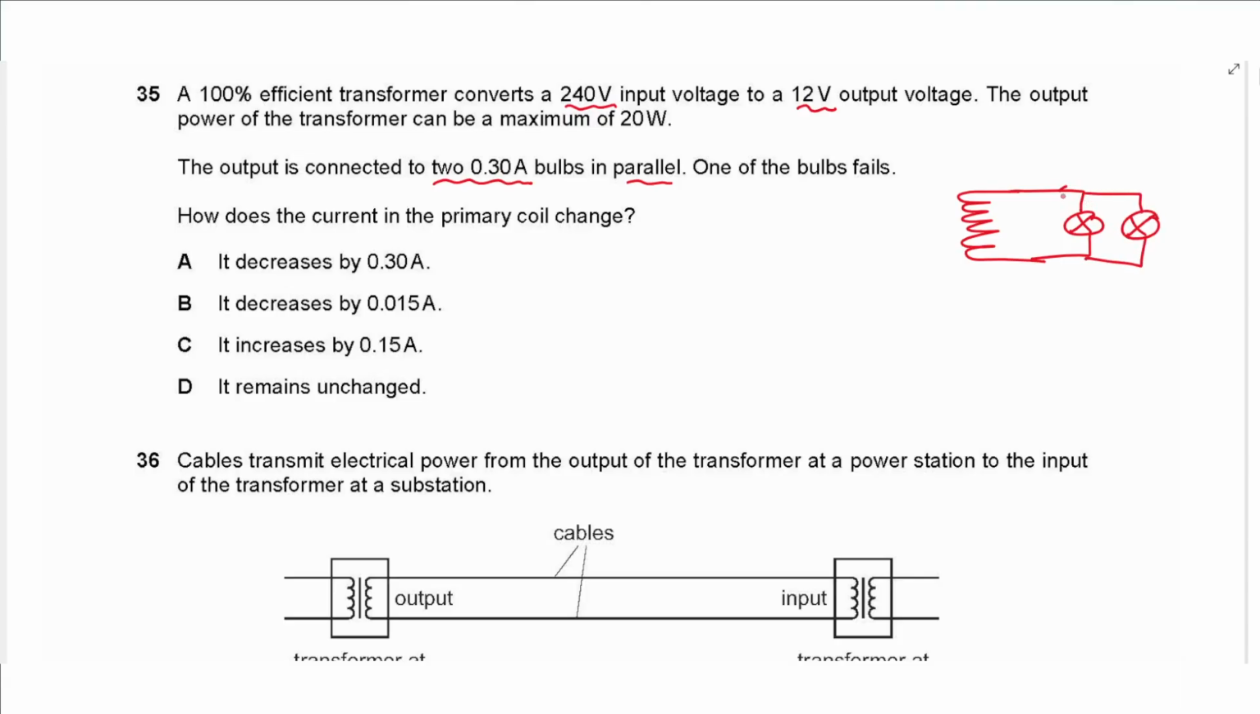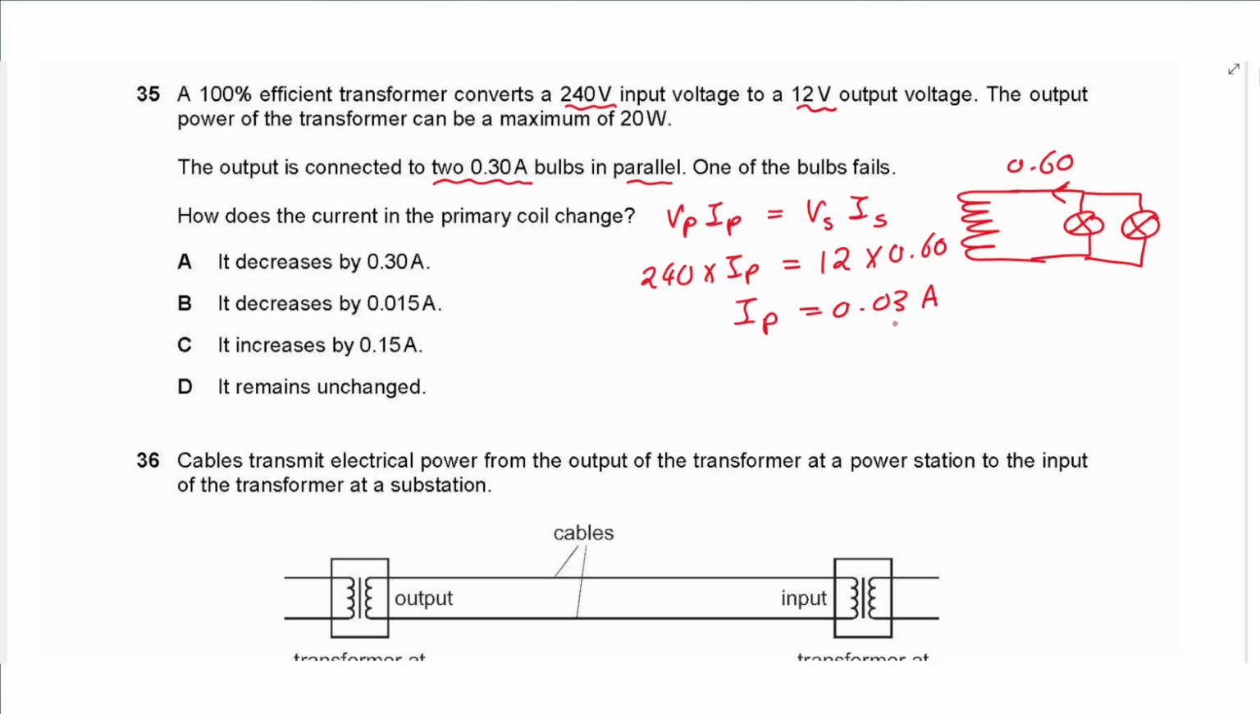a total current in the secondary coil of 0.60. That's 0.30 plus 0.30. So the current in the secondary coil is 0.60 amperes and the voltage in the secondary coil is 12 volts. You can use this information to calculate the current in the primary coil using the equation VPIP is equal to VSIS. Here we have 240, IP is the required current, then Vs is 12 multiplied by the current 0.60. That gives you an answer of 0.03 amperes as a primary current.